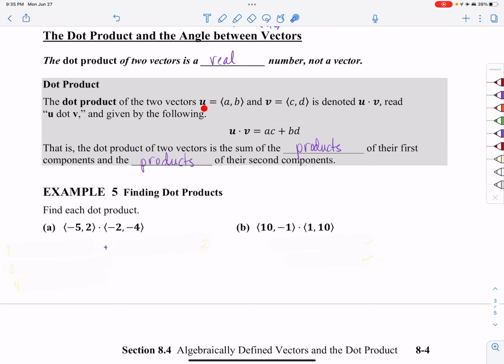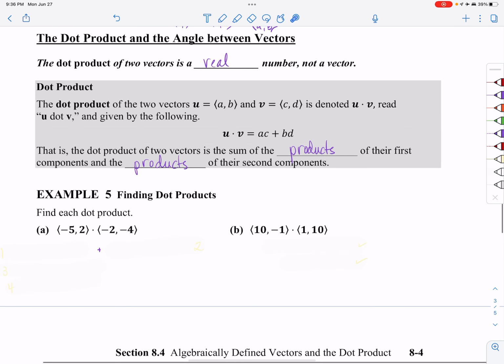Well, if I want to take vector u and vector v, and I want to multiply them, the way I read that is u dot v. I don't read it u times v like we would read a regular product. We read that u dot v. How do I find that? Well, we're going to take the first two components, my a times my c, our second two components, my b times my d, and then I'm going to add those together. So in English, basically, we're taking the products of the first components, the products of the second components, and then we're adding those together.